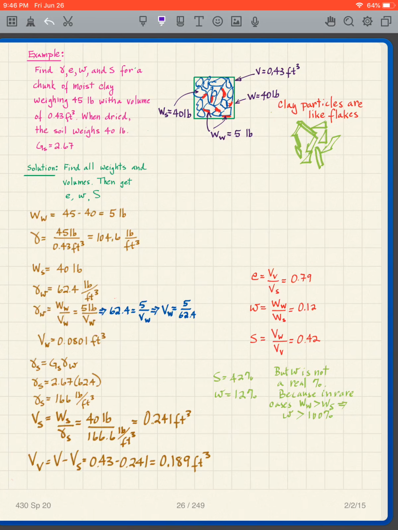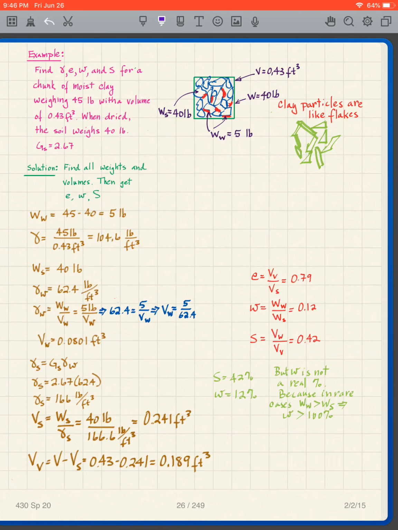Now, I just want to emphasize one thing. For all the problems that you will do, if you know the weight of the water, you can get the volume of the water. Why? Because I know the density of the water. So in all cases, if you know the weight of the water, you can get the volume of the water.